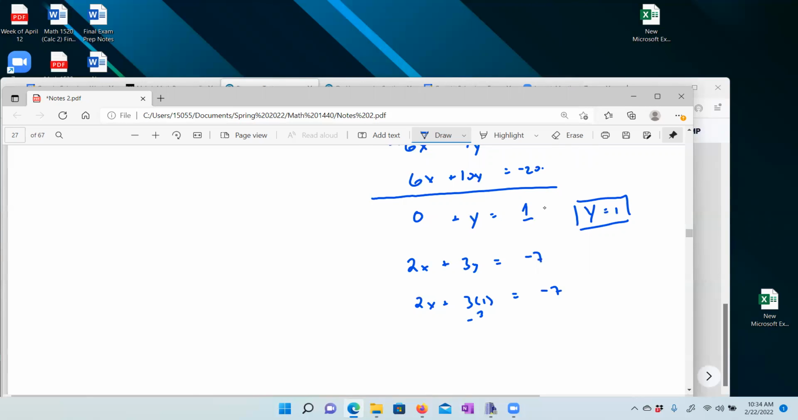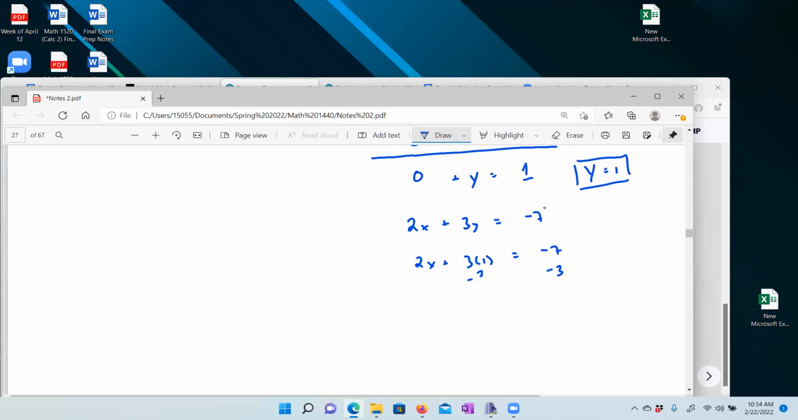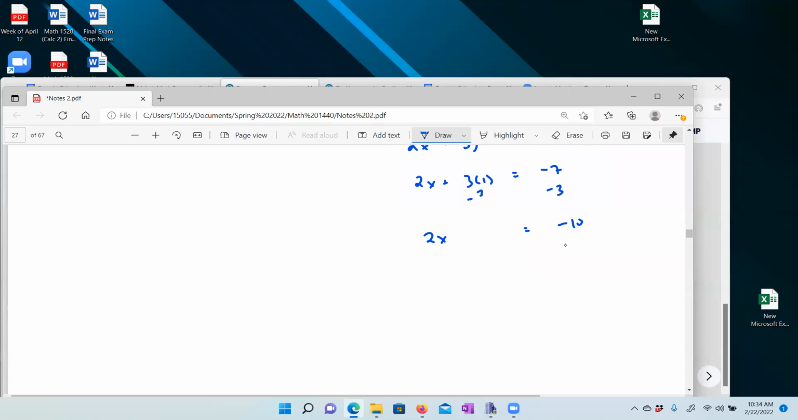So I'm just going to subtract 3 from both sides. So we end up with 2x equals, remember we're adding, 3 and 7 will be 10. So x will be minus 5. So our point is (-5, 1).